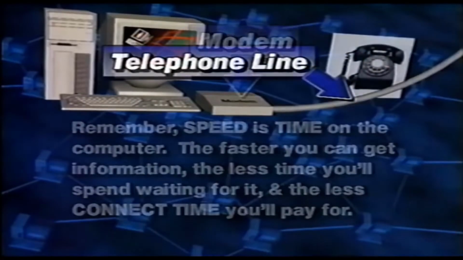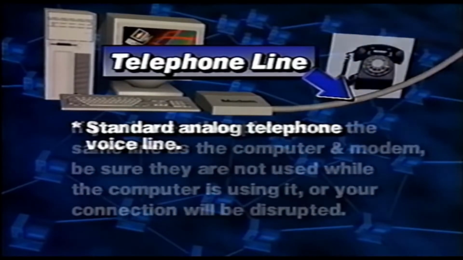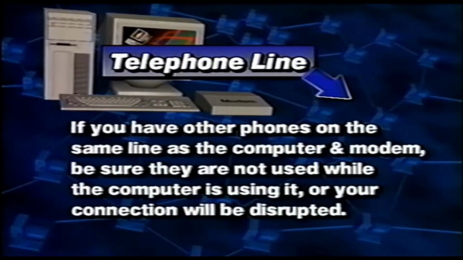Our next item is a telephone line. This will give us the communication path into an internet access point. Suzanne is using a standard analog telephone voice line. If you happen to have any telephone extensions in the house, make sure nobody picks up another receiver while your computer is using it, or your connection will be seriously disrupted.